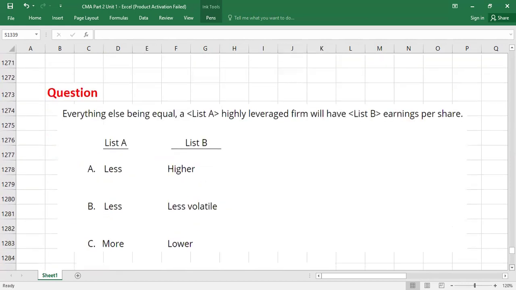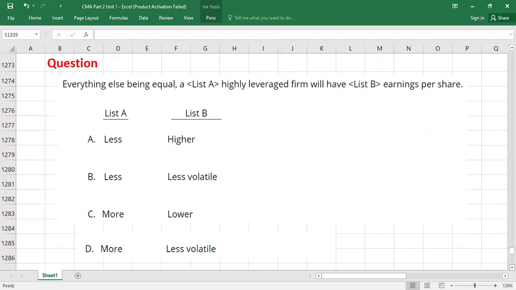So now, guys, this is also a question. Please remember. They are saying everything else being equal. So here we have two lists. List A, which is highly leveraged. So you can assume list A is highly leveraged. And then they're saying everything else being equal, list A, highly leveraged firm, will have list B, earning per share. This list B is the EPS.